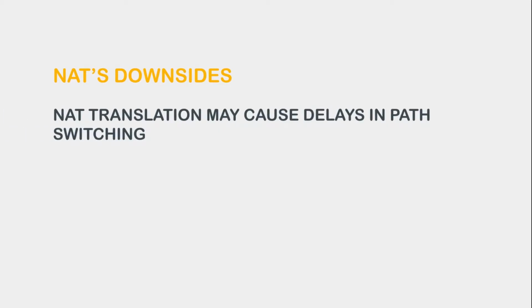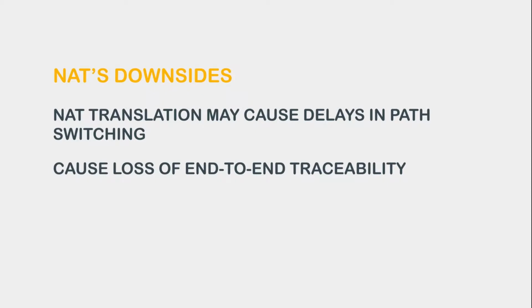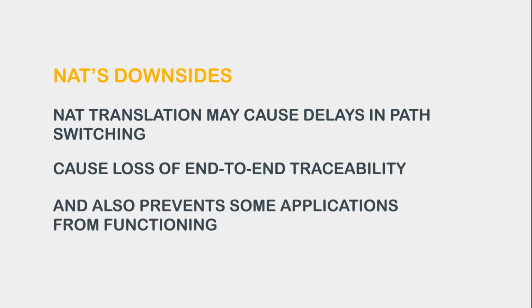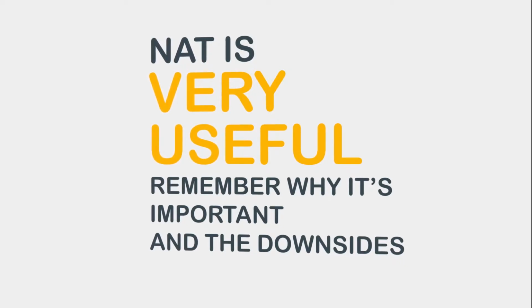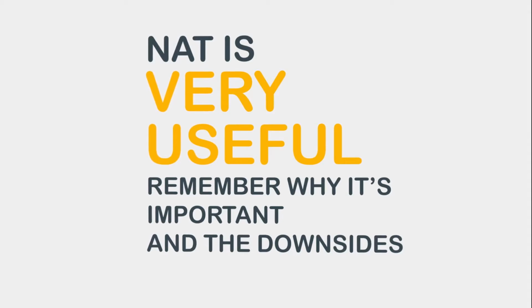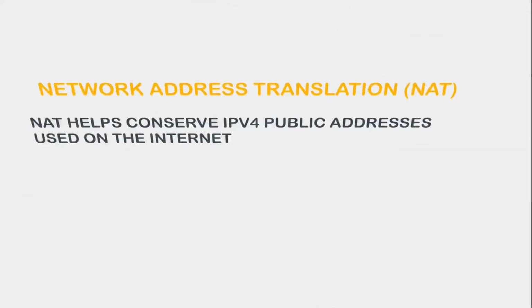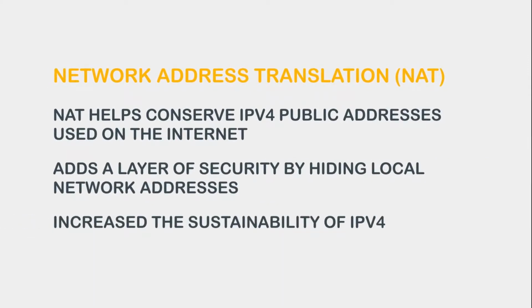NAT, however, does have some downsides. NAT translation may cause delays in path switching, cause loss of end-to-end traceability, and also prevent some applications from functioning. Network address translation is very useful. It is important to remember the key points for why NAT is important and the downsides of NAT. Remembering the downsides may help you when diagnosing a network that uses NAT. Also, remembering the key points for NAT will help you identify when NAT can be used in a network.